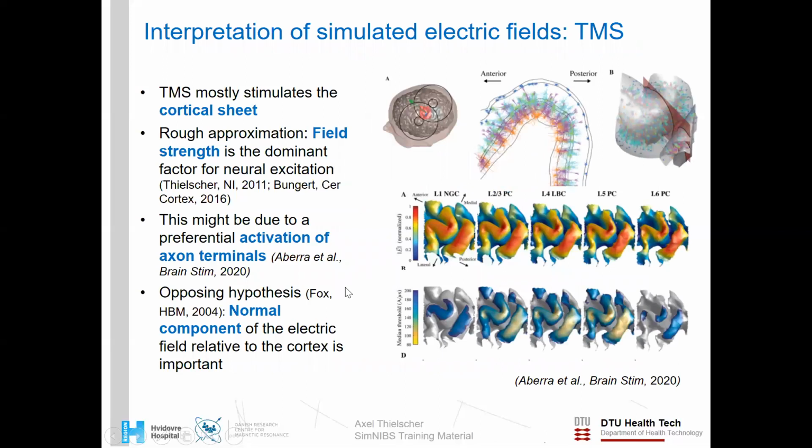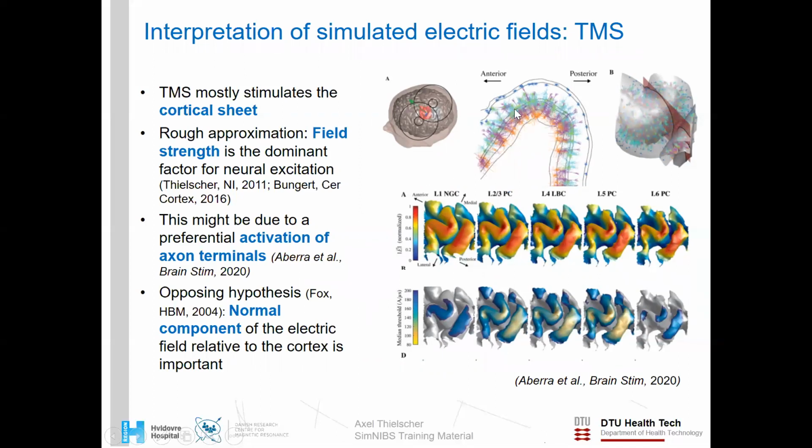So what to report then? For TMS, first of all, we think that in TMS we mostly stimulate the cortical sheet. This is here one representation of a cut through the hand knob area of the subject, nicely visualized with the different types of neurons here, taken from the publication from Aberra, from the Peterchev group here.